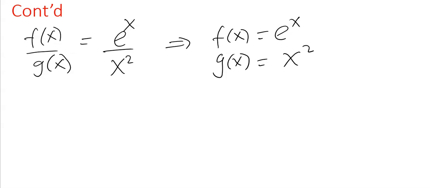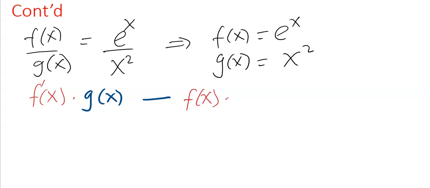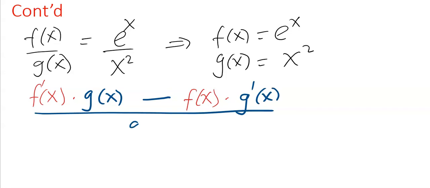Let me use a different color. So we said f prime of x multiplied by g of x. I'm not taking its derivative. Subtract that from, keep the first function the same, multiplied by the derivative of the second function, all of that divided by g of x, which is the function of the denominator, square.